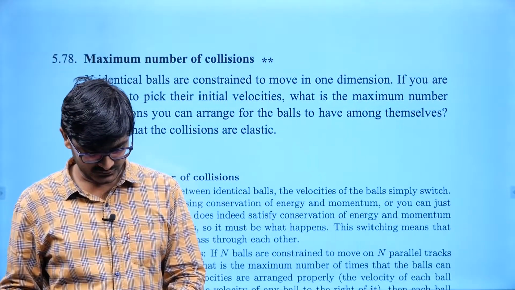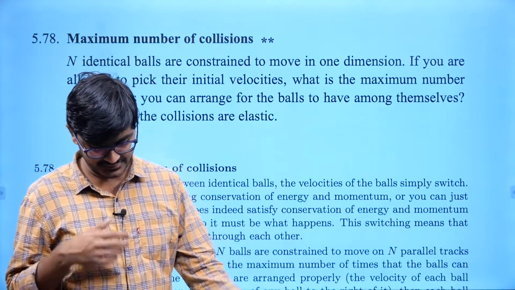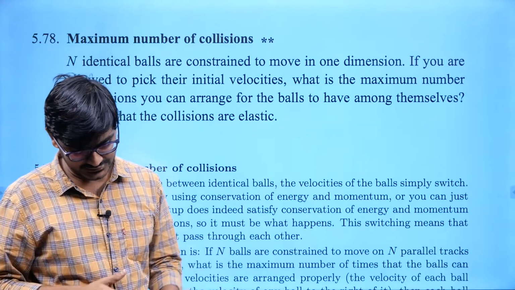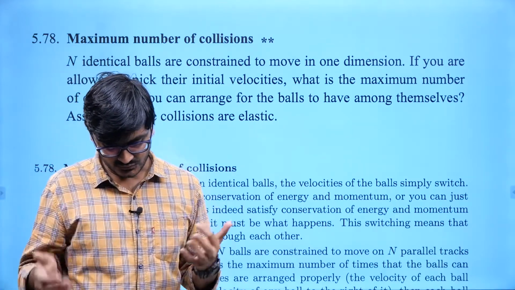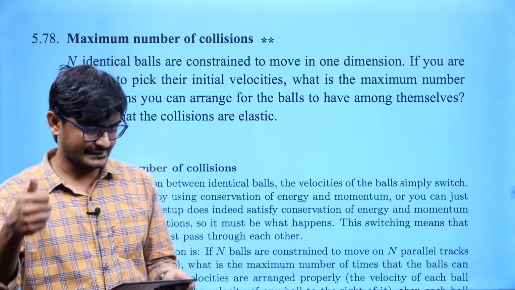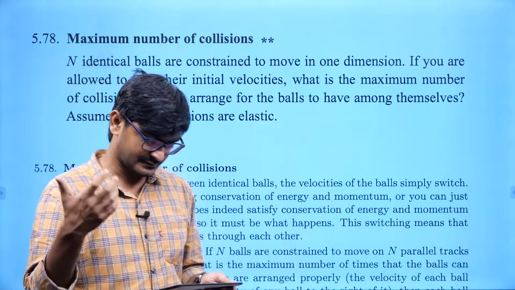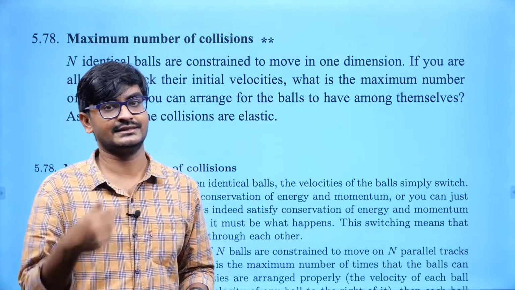Now going to the next question. The next question says, n identical balls are constrained to move in one dimension. If you are allowed to pick their initial velocities, what is the maximum number of collisions you can arrange for the balls to have among themselves? Assume the collisions are elastic. Now the important thing here is, all the masses are equal and the elastic collision is head on.